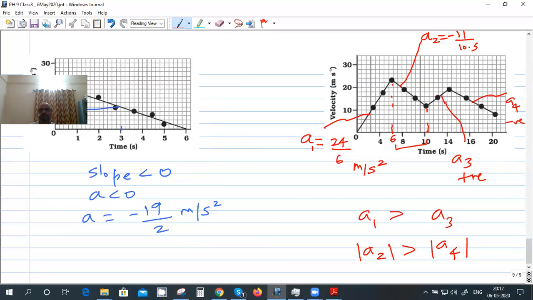Okay, so this is a case of acceleration being constant in parts. Overall the acceleration is changing, it's not constant, but if you look at it piecewise, within each interval the acceleration is constant. It's still an easy problem to handle. Acceleration as a function of time we don't have to bother about, because that is out of syllabus.